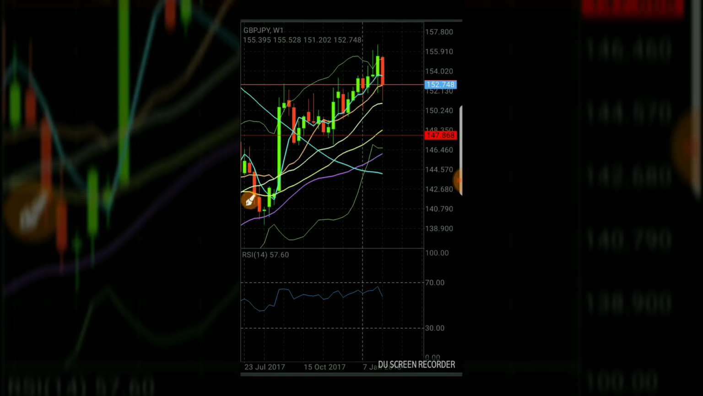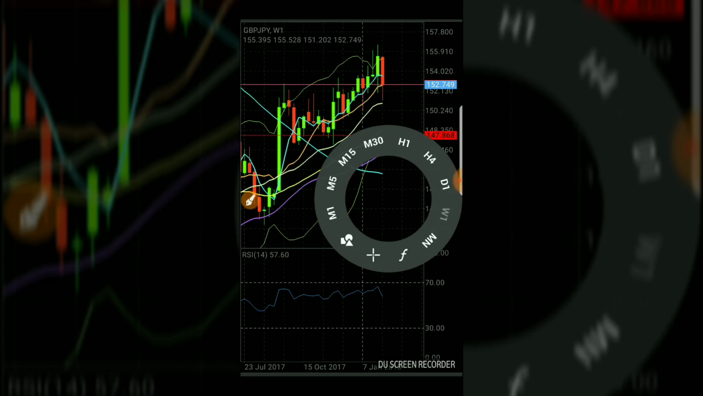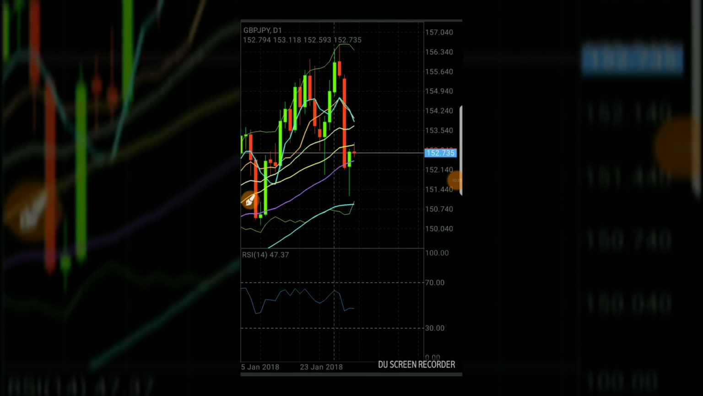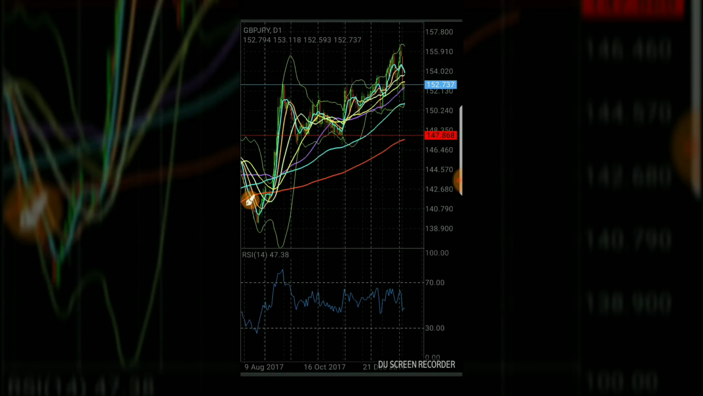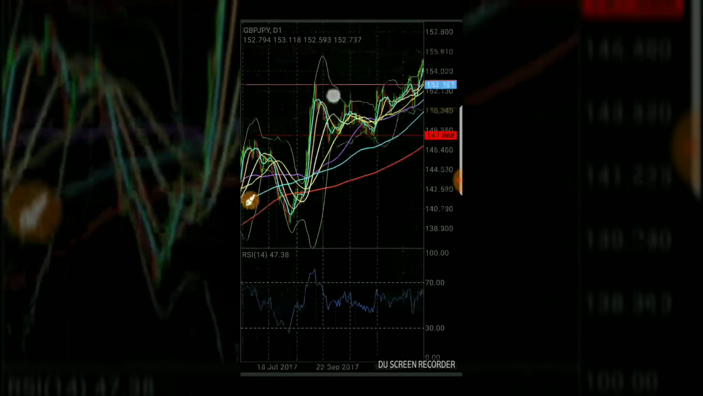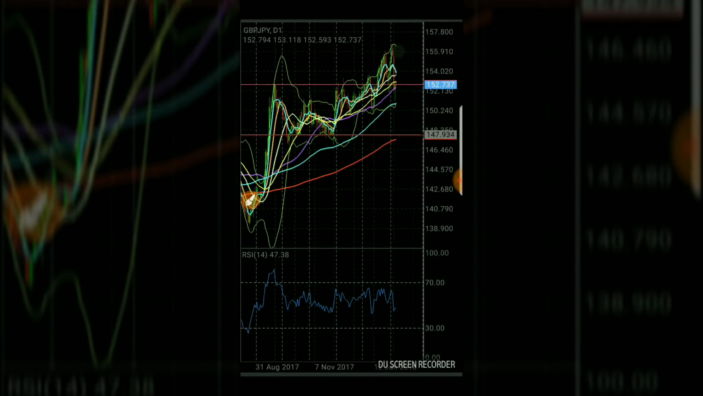So the weekly shows me that we are probably going to push back up for the rest of this week because we came way down and then bounced up. That means the British pound is stronger than the yen. The daily, here's the daily chart. Same thing, monster bull flag pattern. There's your flagpole, and then here's your flag. Okay, right there. Either way you want to look at it.